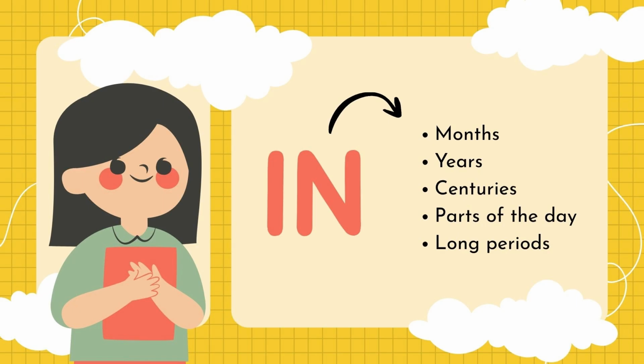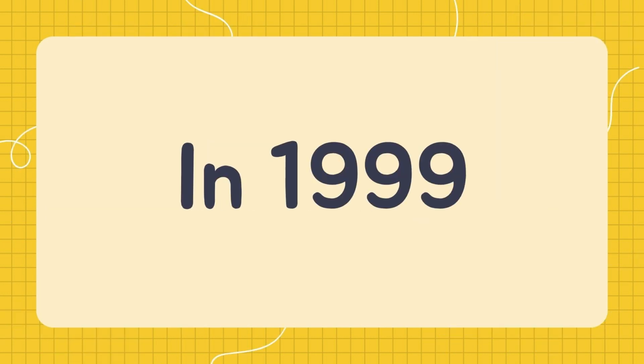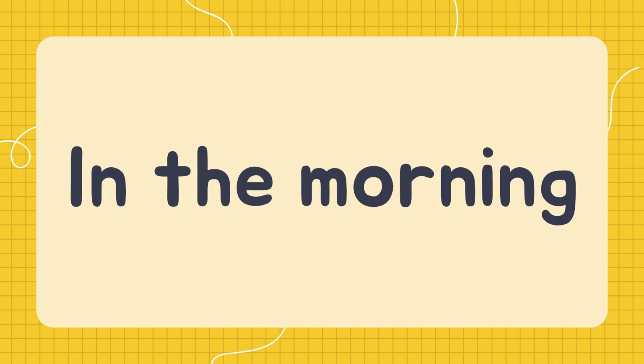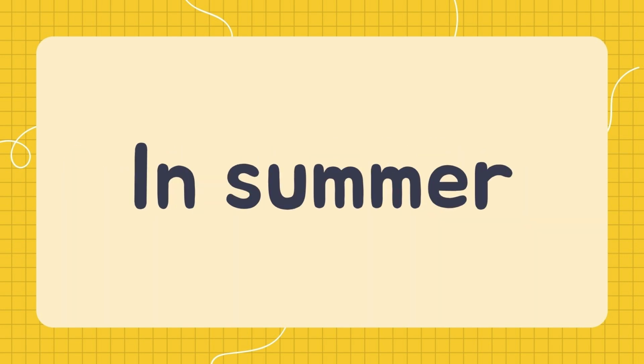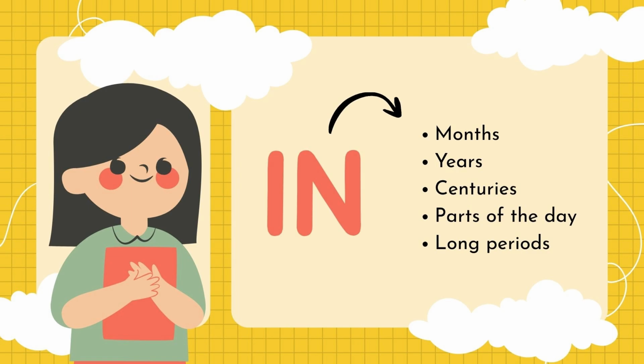We use in when we talk about longer, more general periods of time. Use in for months, years, centuries, parts of the day, long periods. Examples are in July, in 1999, in the morning, in the 21st century, in summer. We use in for larger, more general periods of time. Think of it as something that happens inside a block of time.